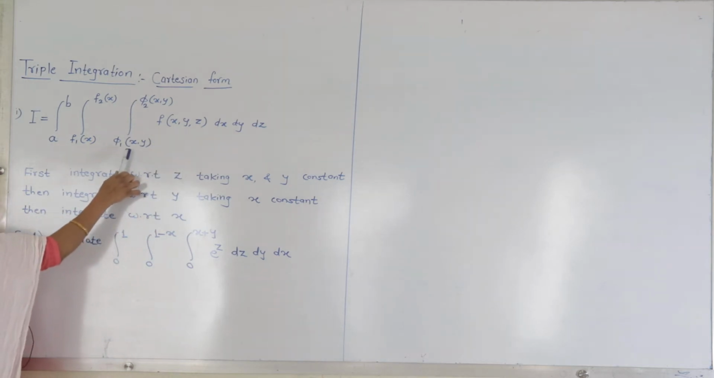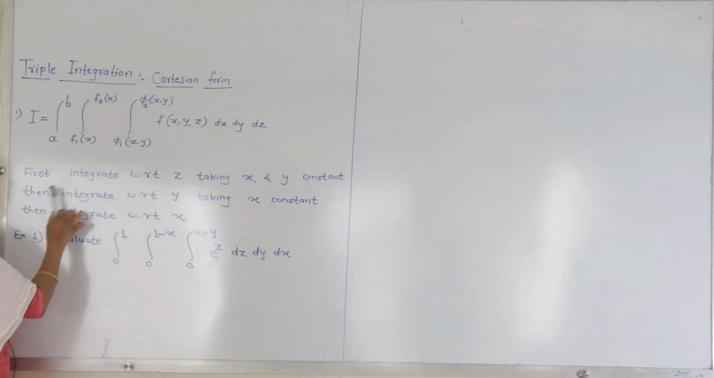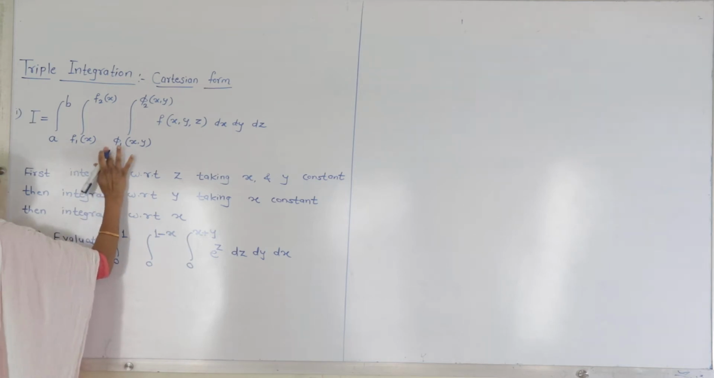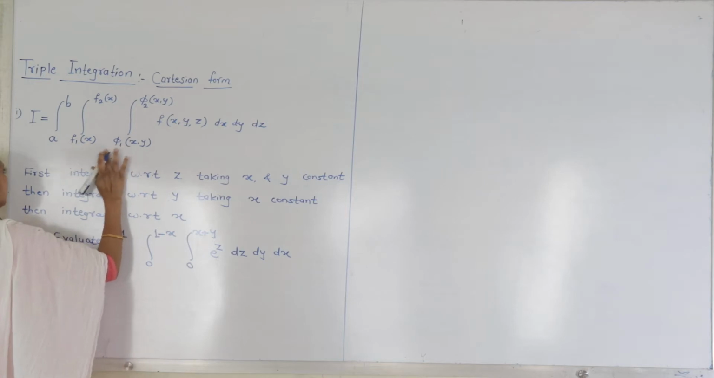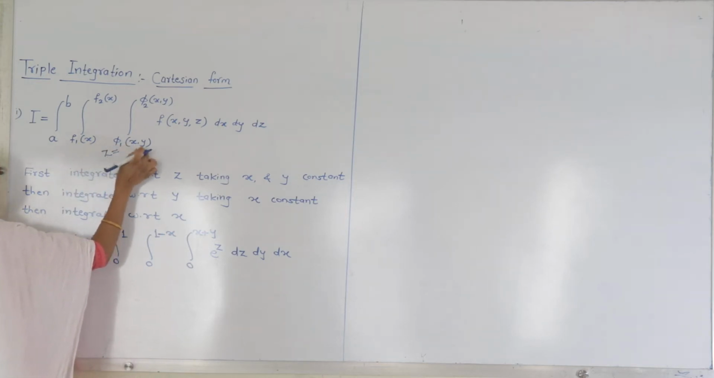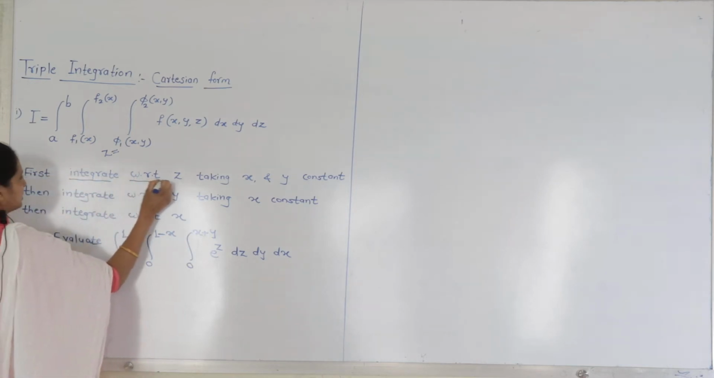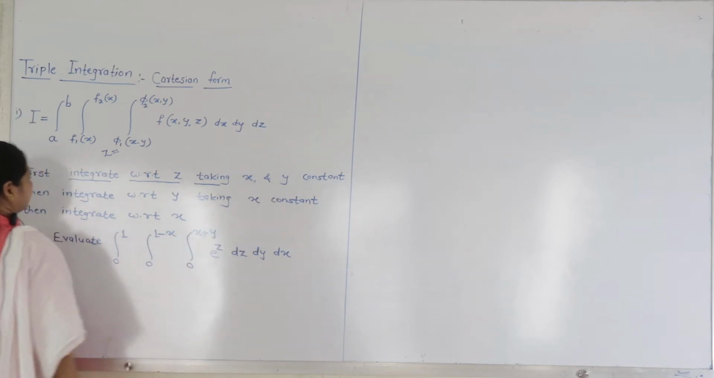First, inner limits are in terms of x, y, that is phi1(x,y) to phi2(x,y). These are the values of z, because there are variables x and y, therefore z is equal to functions of x, y. Now first we have to integrate with respect to z taking x, y constant.